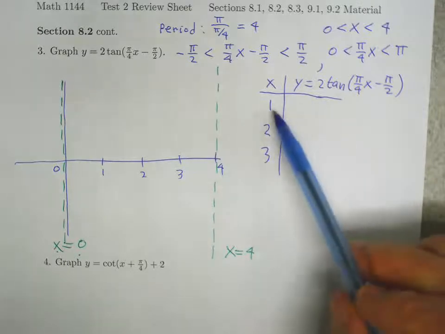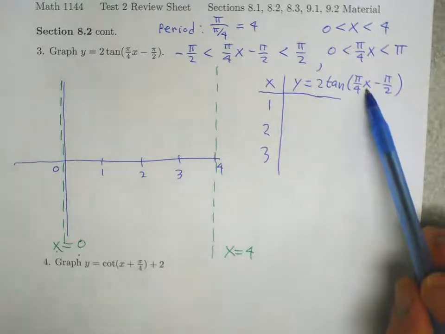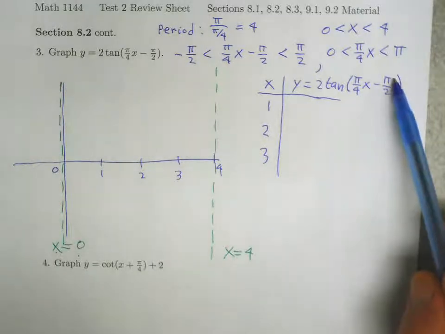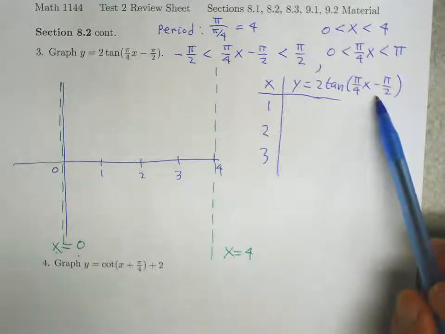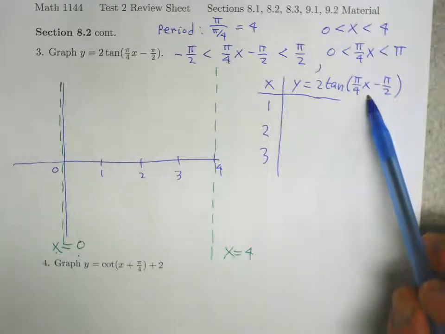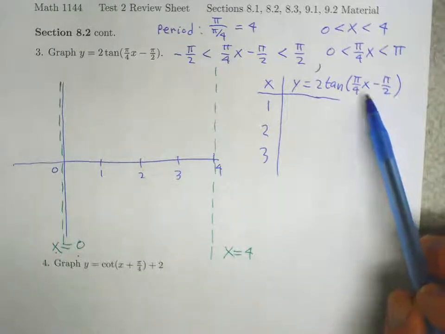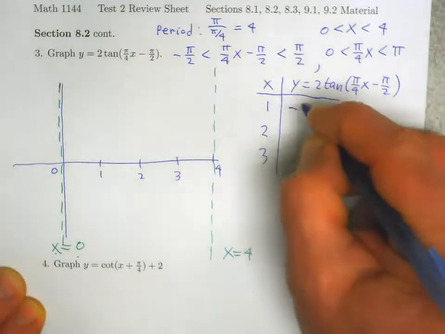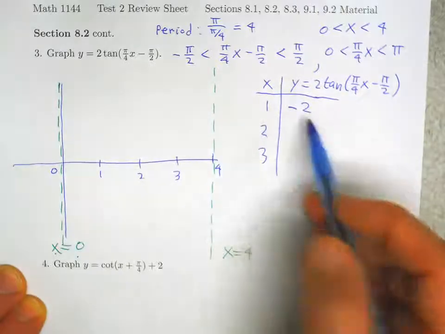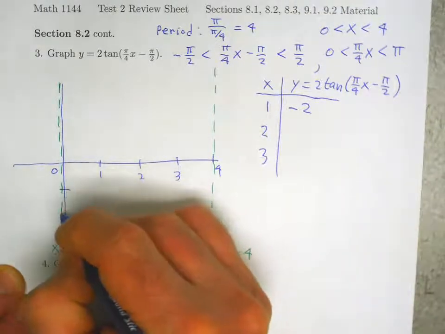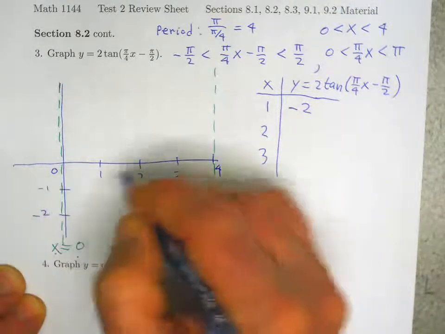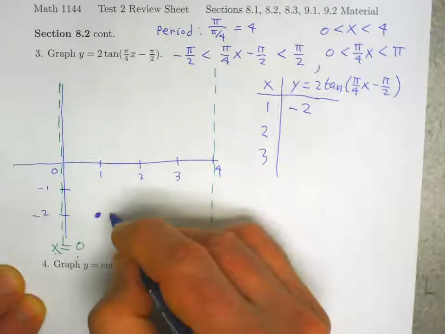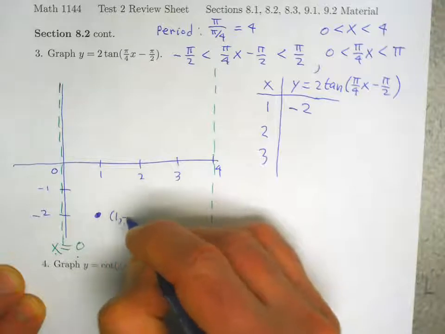Okay, when x is 1, pi over 4 times 1 is pi over 4. Pi over 4 minus pi over 2 is negative pi over 4. Tangent of negative pi over 4 is negative 1. 2 times negative 1 is negative 2. So we have the ordered pair 1, negative 2. So this point is on the graph. So let's label it 1, negative 2.